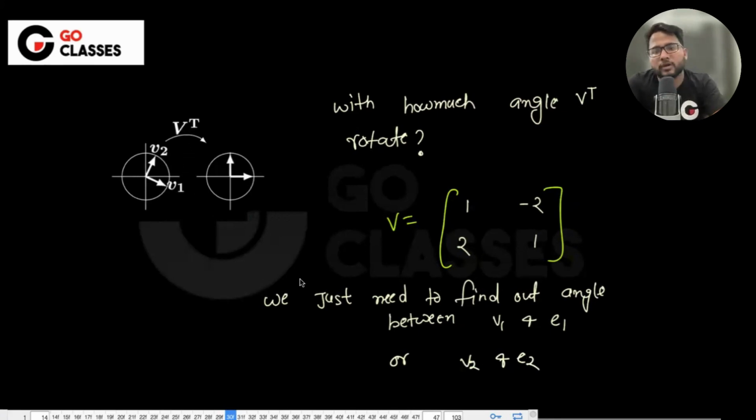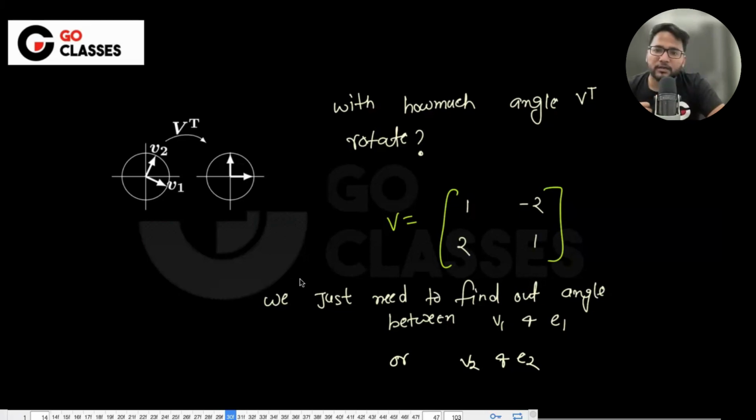Okay. Currently, let's suppose we don't know how to find out the angle, and this we will see just after the SVD, a little later, in just 1-2 classes. But for now, I hope you got the idea that if you have to find out how much V is rotating, you just need to find out what is the angle between V1 and E1.